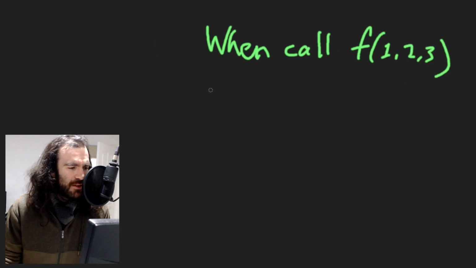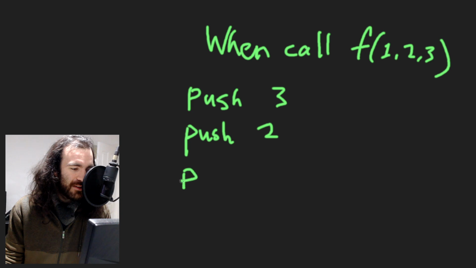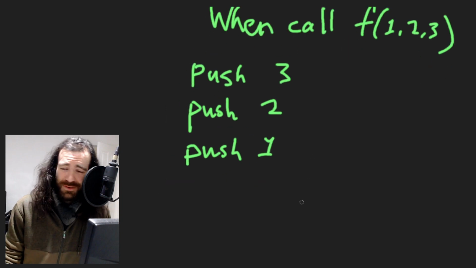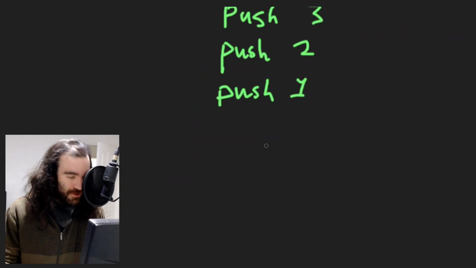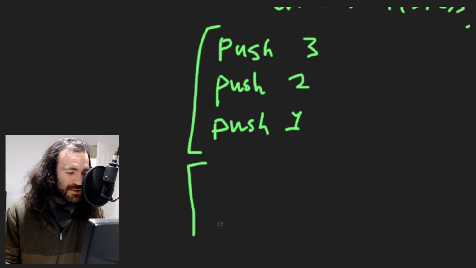So the first thing we're gonna do is to push 3 onto the stack, then we're going to push 2 onto the stack, then we're going to push 1 onto the stack. We push the arguments onto the stack. This should hopefully make sense. When we want to call a function, we want to make sure we can use the arguments. Then, so this is like the argument part, then we do the stack frame setup.